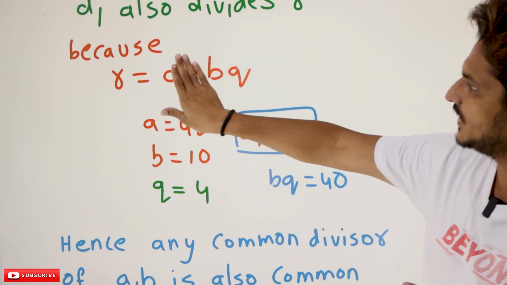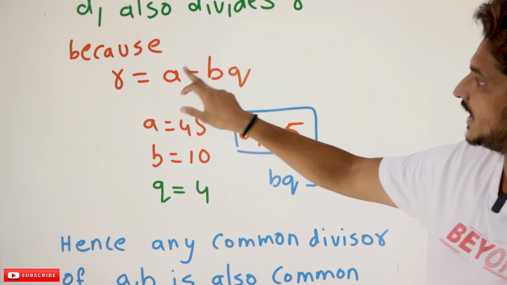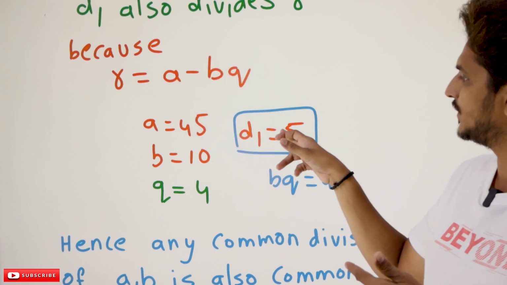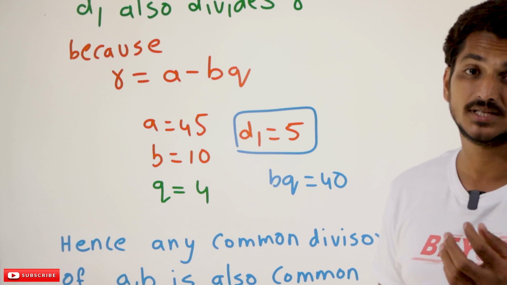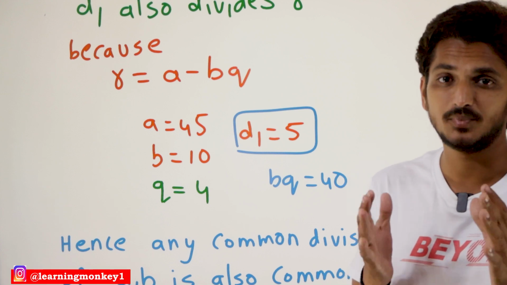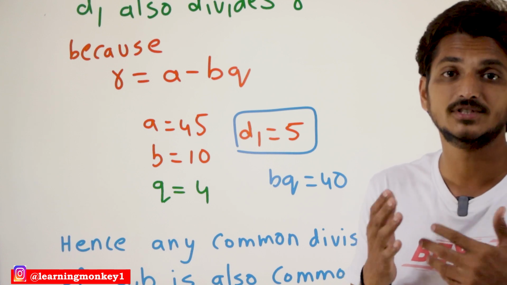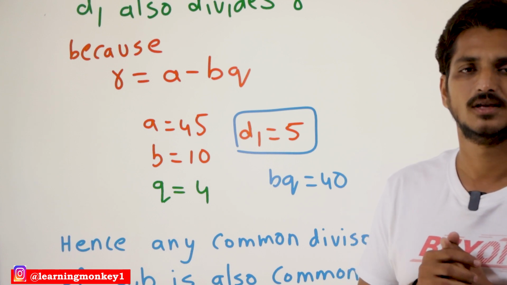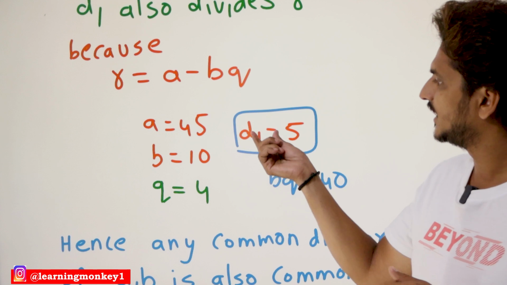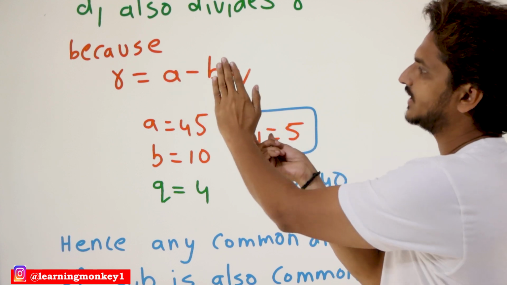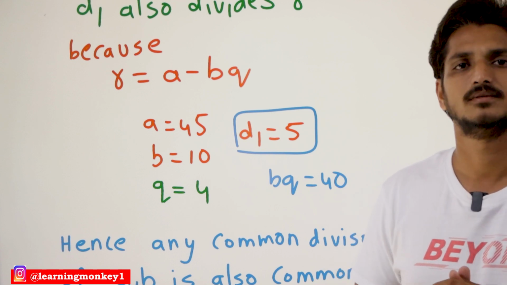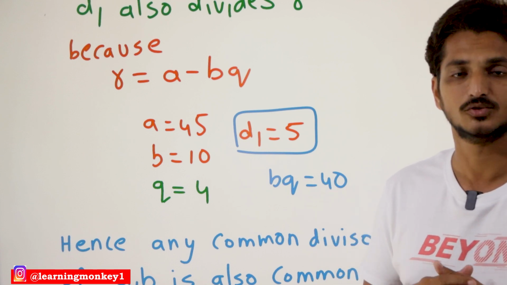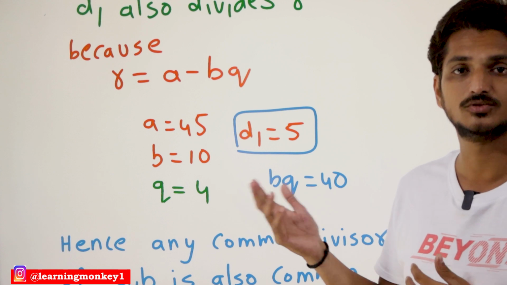If D1 divides BQ and D1 divides A, then definitely A minus BQ is divisible by D1. These are the 10th class basics of divisions. If D1 divides A and D1 divides BQ, then definitely A minus BQ is divisible by D1. You take any numbers and try it; definitely it is going to divide.